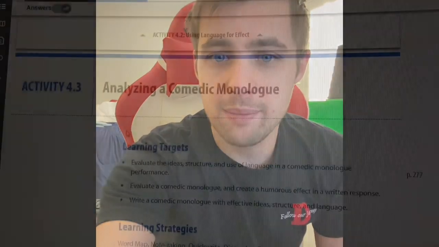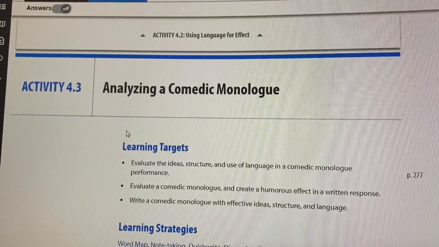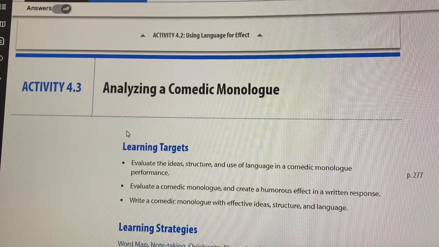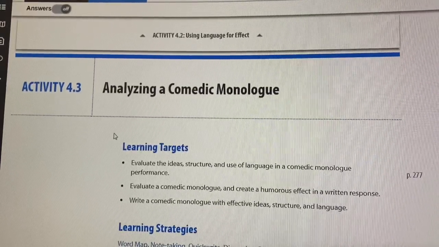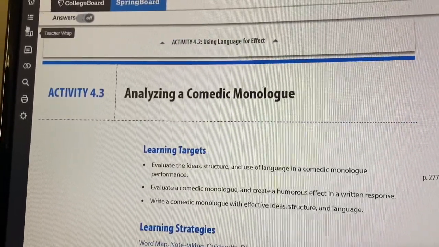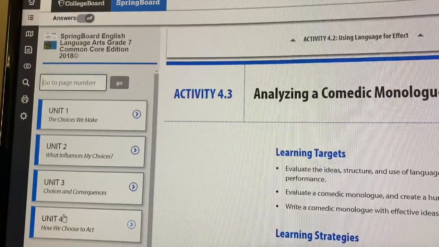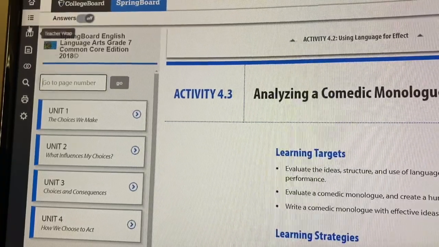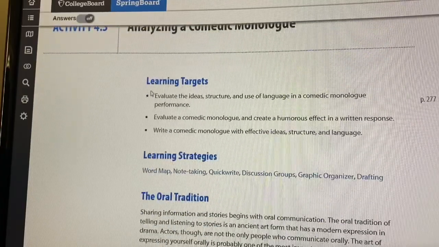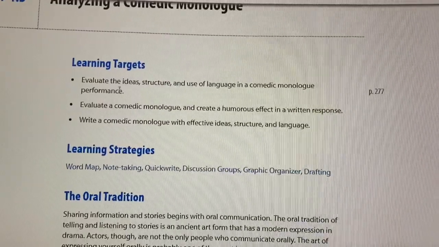and your assignments. So this is activity 4.3, analyzing a comedic monologue. All these activities are going to be about monologues because that will be your embedded assessment. And again, if you're on a desktop, you go to the table of contents. This is Unit 4. And I'll go over the learning targets real quick. I need to remember to add these to the post actually.